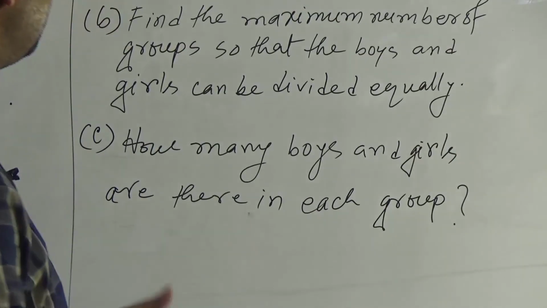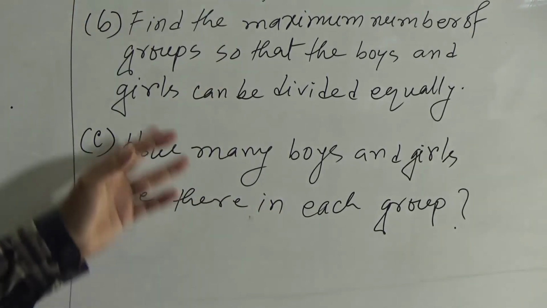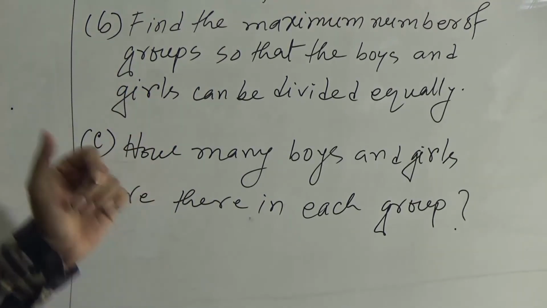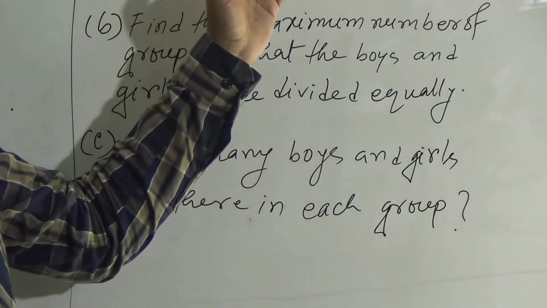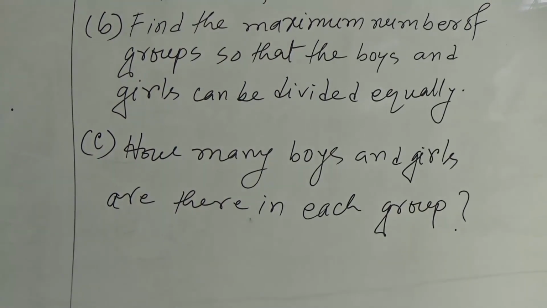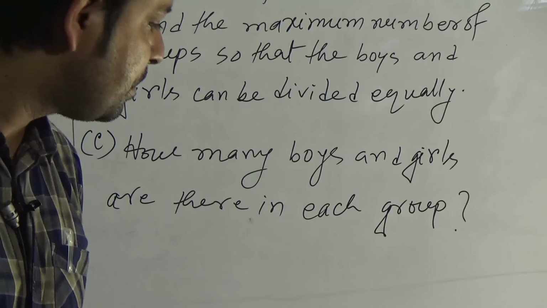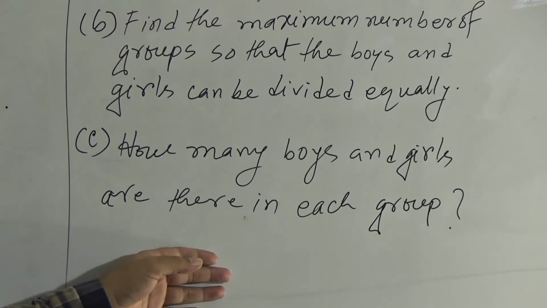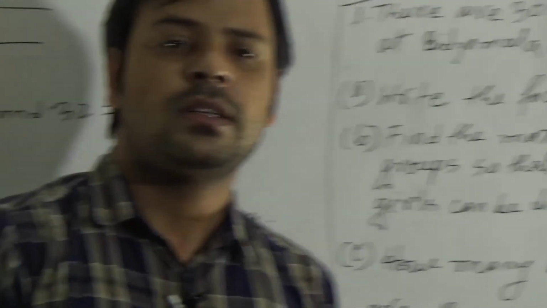It means that if you divide the number of boys and girls by the maximum number of groups, you will get the number of boys and girls in each group. Okay, dear students, do this as your homework. In your homework copy, submit your homework on next Sunday.